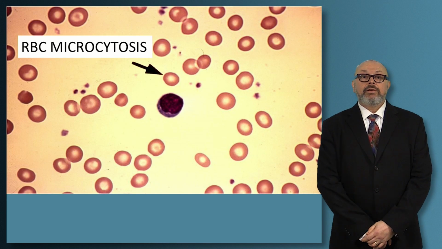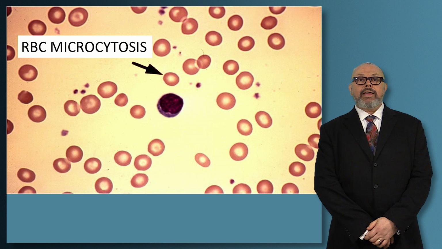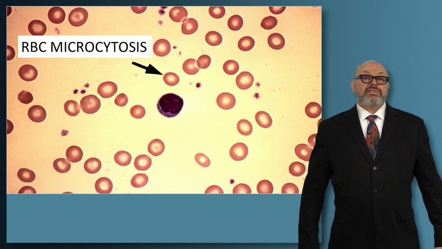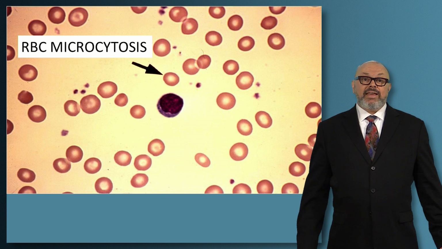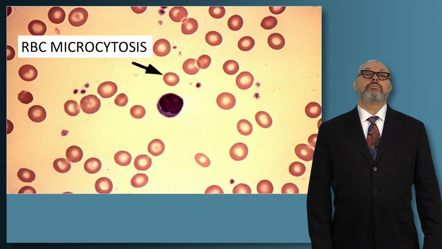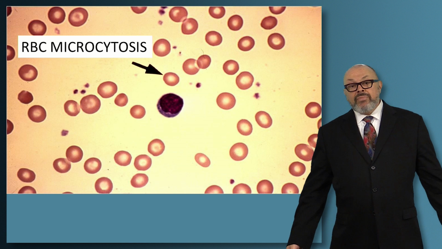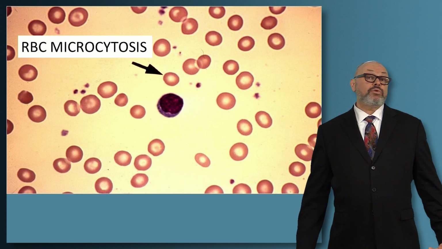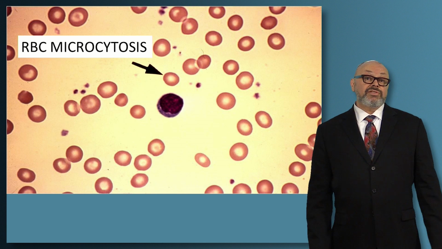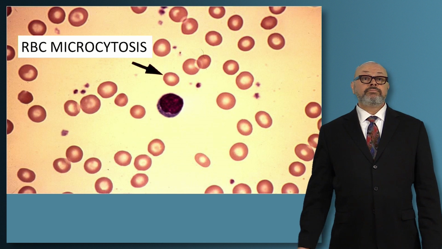But have a look here. Here's a peripheral blood lymphocyte, and you can see that its nucleus is much, much bigger than the red cells surrounding it. This indicates that the red cells are too small, red cell microcytosis. You'd have to think in a case like this that the patient could have, for example, iron deficiency or thalassemia, or one of the other conditions that causes microcytosis.